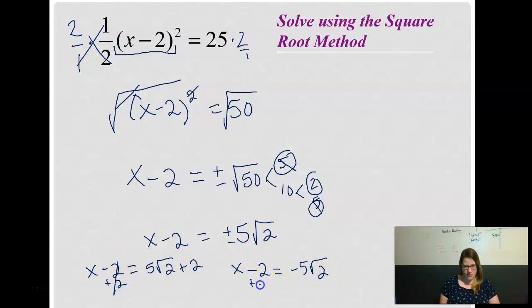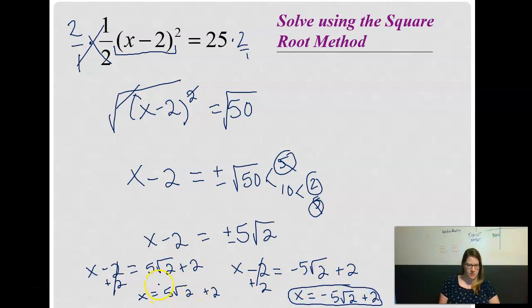And if I add 2 to both sides here, on one side I have 5 square roots of 2 plus 2, and on the other side I have negative 5 square roots of 2 plus 2. Doesn't really matter whether I put the 2 first or the other. And in this case, I guess I could have just written it as plus or minus 5 roots of 2 plus 2. That would have worked.